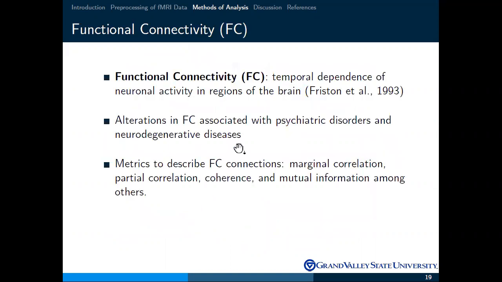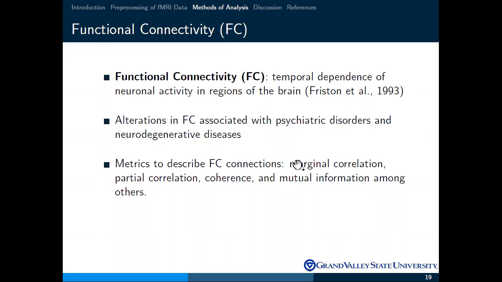Right. So functional connectivity was being looked at as early as the 1990s for fMRI data. Formally, it is the temporal dependence of neurons firing, this activity of the neurons in the brain across time. And like I mentioned, alterations in functional connectivity have been implicated with various mental illnesses and neurodegenerative diseases. So many of these studies I worked on were looking at the relationship between functional connectivity and schizophrenia. But others have looked at Parkinson's disease, Alzheimer's disease, and depression as well.